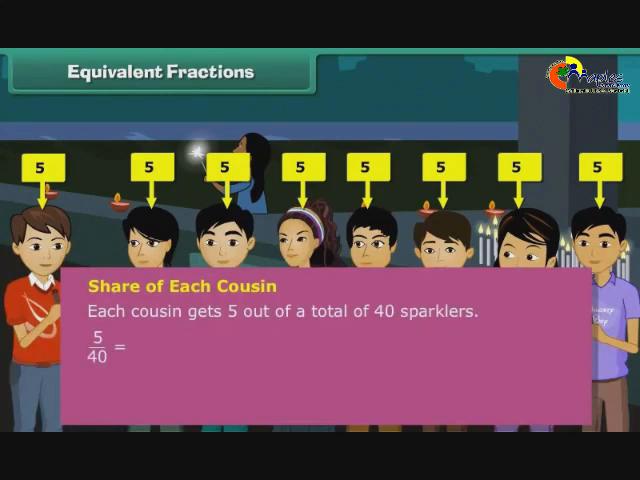5/40 is equal to 1/8. Thus, the share of each cousin in the whole is 1/8. 5/40 and 1/8 are equivalent fractions.